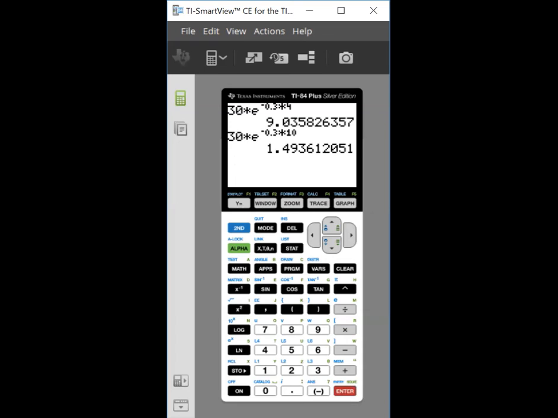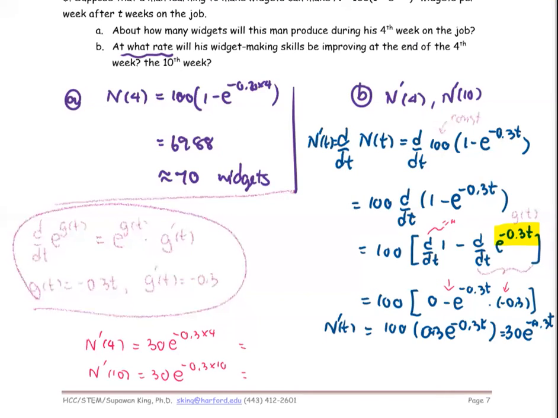So bring the numbers to the main part of the problem. N prime at 4 is 9.04 and n prime at 10 is 1.49. Rounding to the nearest whole number or one decimal place, it is about 9 widgets per week for the rate of change at week 4, and about 1.5 widgets per week for the rate of change of n at the end of week 10.